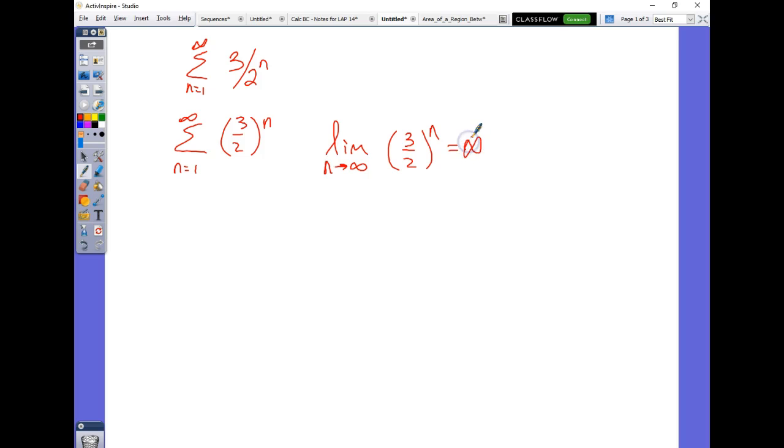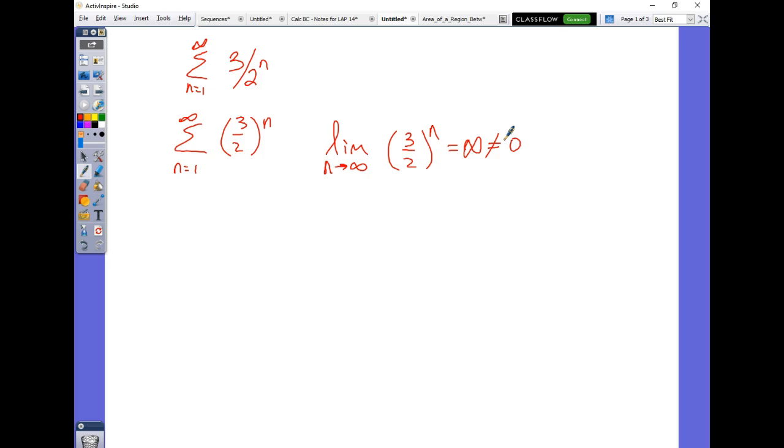3 to the n grows a whole lot faster than 2 to the n. And what do I know about infinity? It's definitely not 0. Yes, you will put some stupid things on your paper, like infinity is definitely not 0. Really? So cool. It's cool. We good? So, interesting thing.